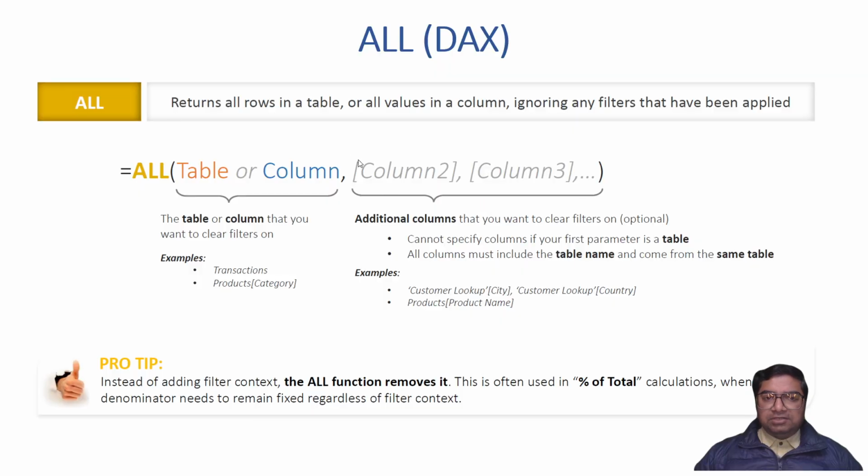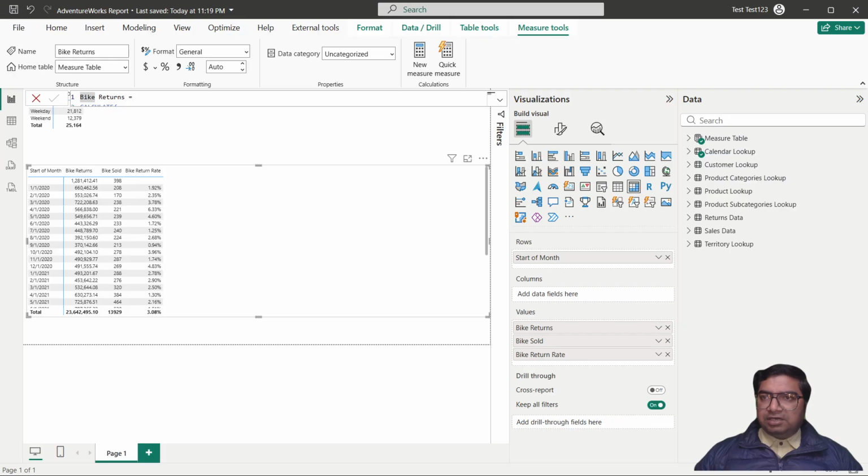So instead of adding context, the ALL function removes it. This is often used for the percentage of the total. You may remember, generally it is used for percentage of total where I require ALL to remove the filter, so the calculation's denominator remains fixed regardless of the filter context, right? Let's jump on Power BI and do that practically.